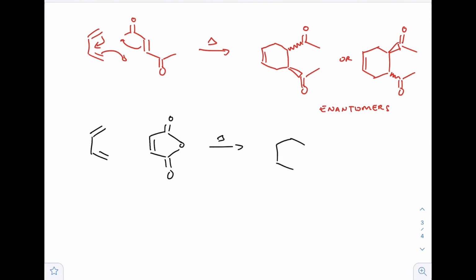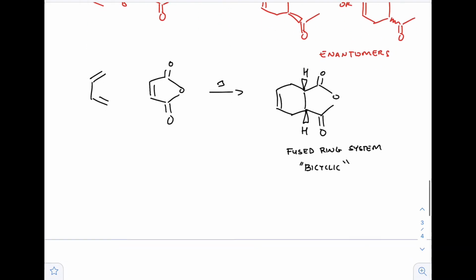This guy right here is maleic anhydride. Okay, so what's that going to look like? Well, just imagine all the stuff on the right of that alkene is gone, and then you could draw your cyclohexene, and then draw the rest on it. Okay, so just kind of like normal, but it's a ring. And what you end up with is a fused ring system, and it's also known as a bicyclic compound.